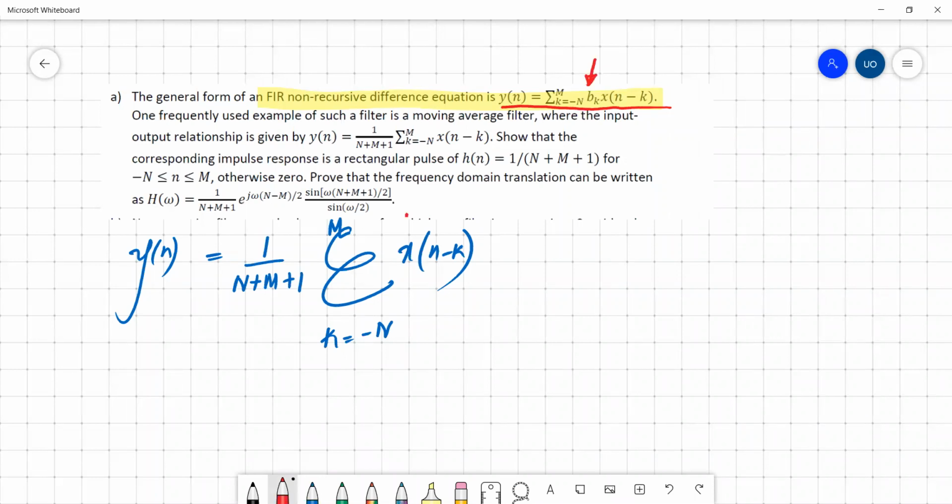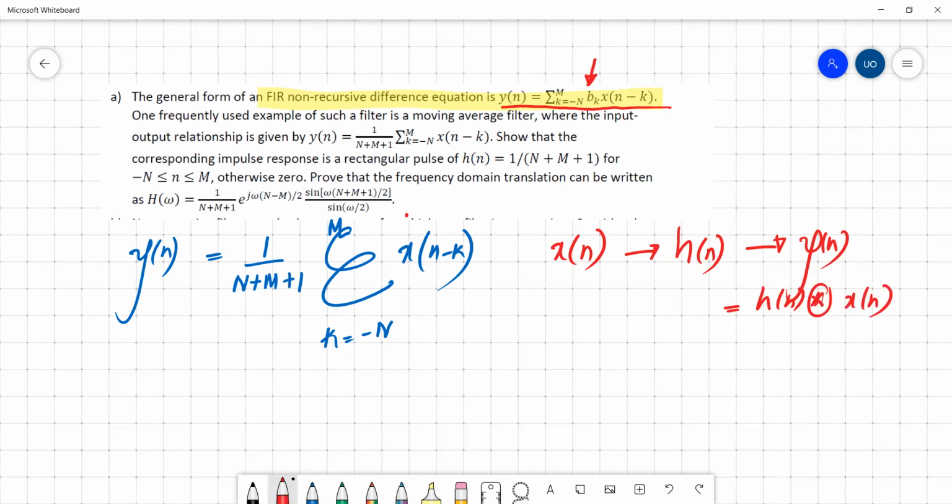We know that if you have a system with system transfer function h[n], and if you feed an input x[n], what would be your y[n]? So y[n] is simply the convolution of h[n] and x[n]. How do you represent the convolution? It's a sum of h[k] x[n minus k], where k goes from some index to some index. So this is the convolution.